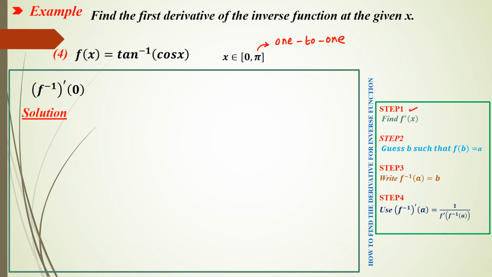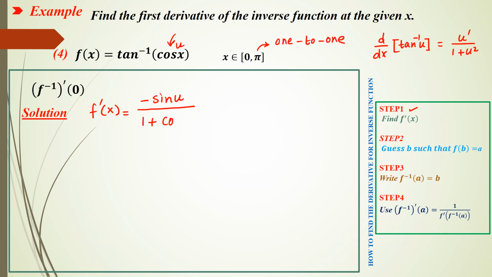So firstly, step 1, you have to find f prime of x, and f prime of x, as you know, for tan inverse, d by dx of tan inverse of a function u inside equals u prime divided by 1 plus u squared. So first you have to find the inside function derivative, so this equals minus sine x divided by 1 plus cosine squared of x. This is the derivative of our function.